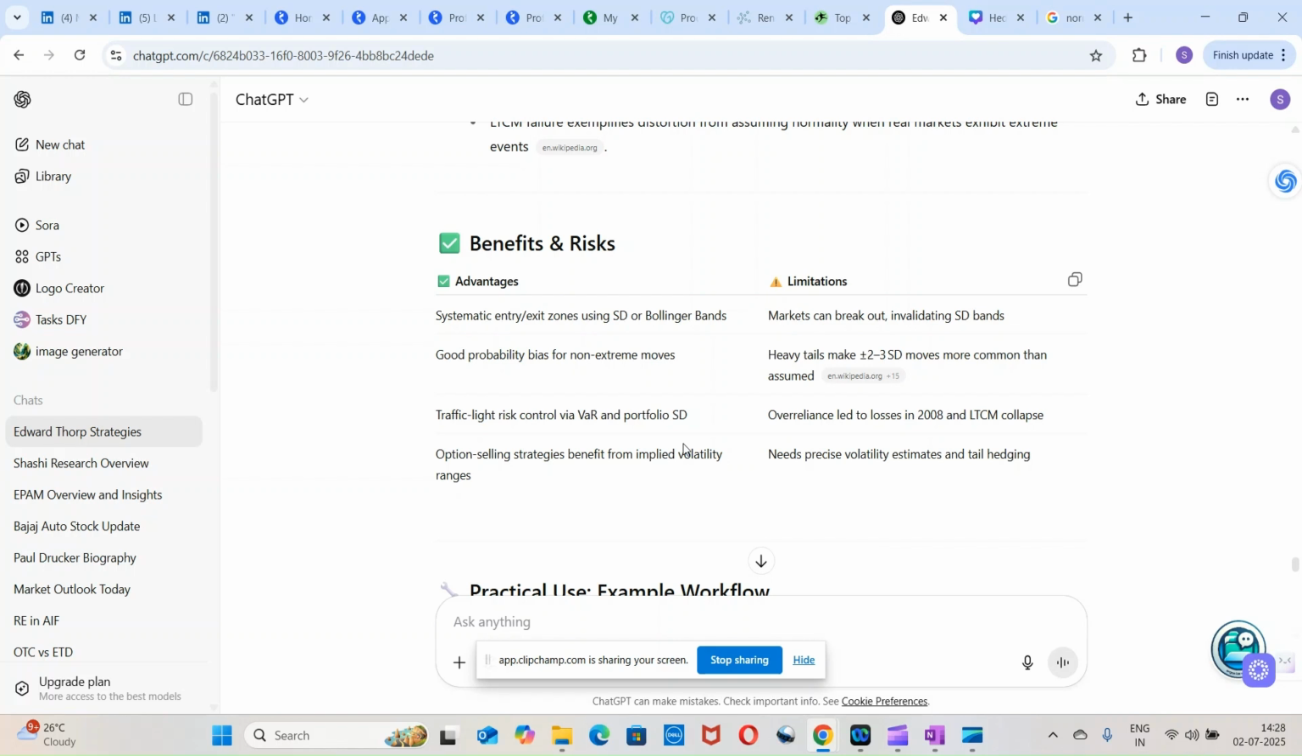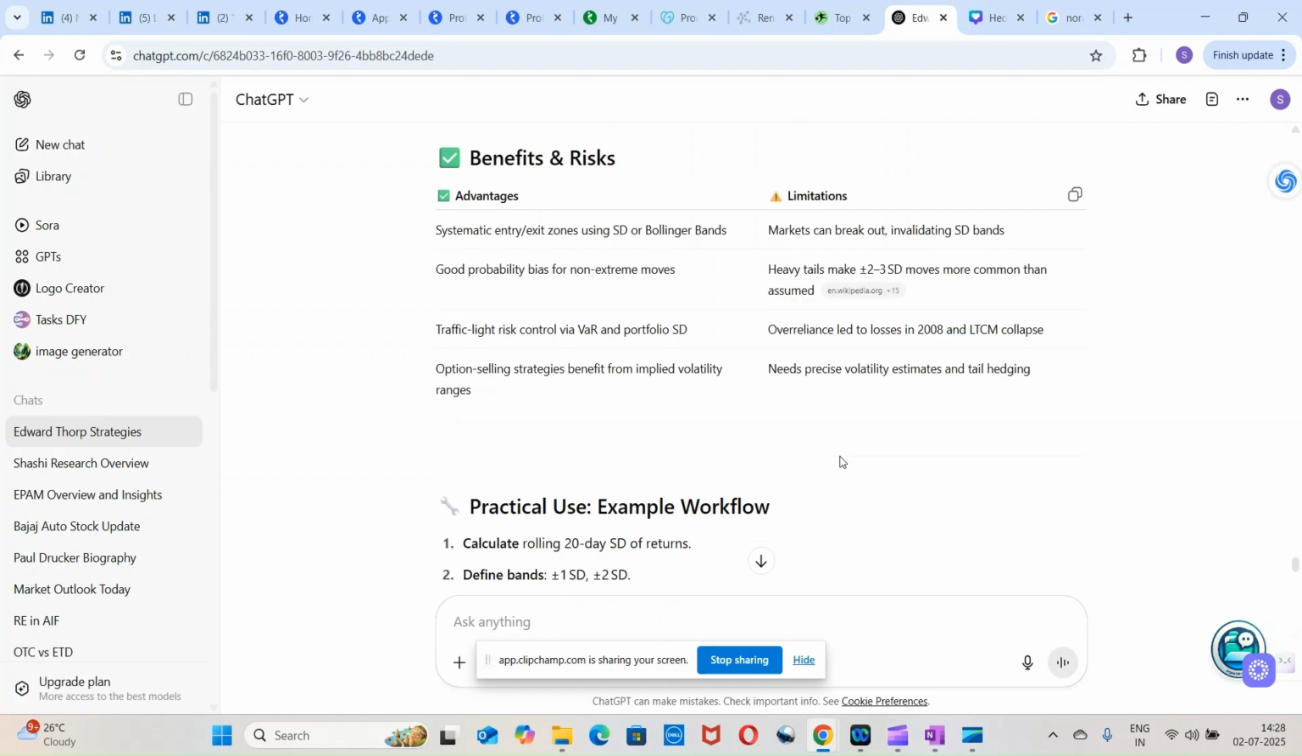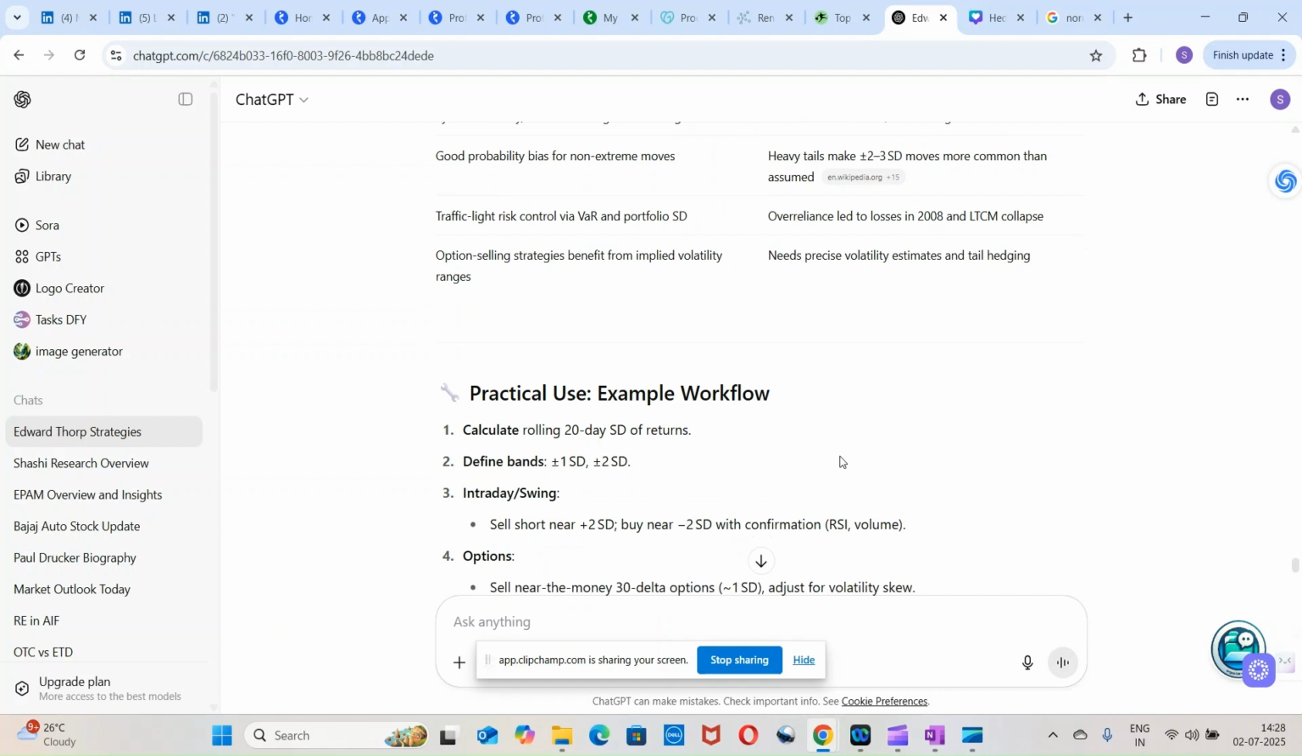Limitations are that the market can have black swan events. It can break out of the 2 SD also, and heavy tails can happen, crossing 2 and 3 SD moves also. Nowadays, it's happening every 2 years, so that's a problem. Over reliance on these models will lead to the collapse of funds like LTCM, a hedge fund formed by Nobel Prize winners, which also collapsed. It needs precise volatility estimates and tail hedging. So the tail hedging is very important.